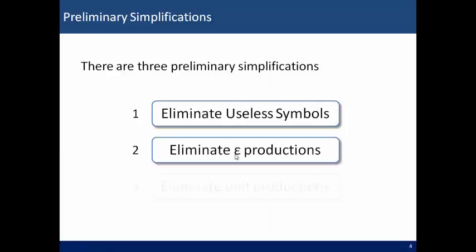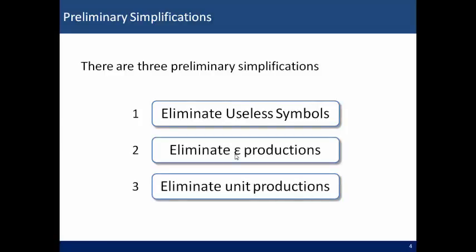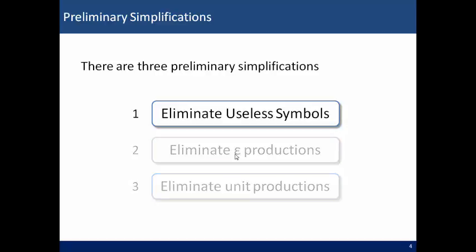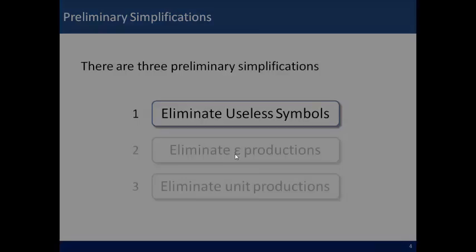Before converting a given grammar into Chomsky normal form, we have to convert it into a grammar which has no useless symbols, no null productions, and no unit productions. So these are the three preliminary simplifications.